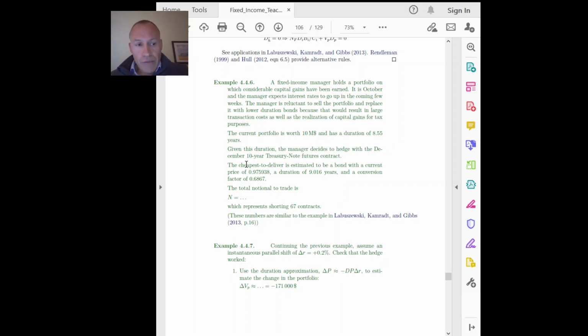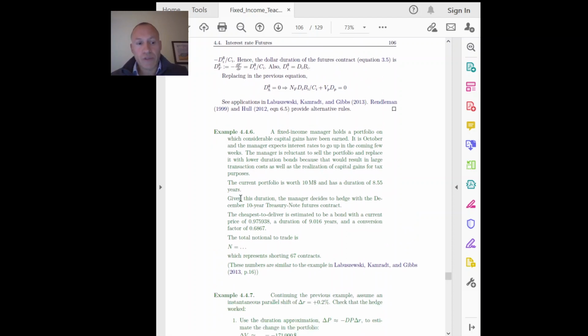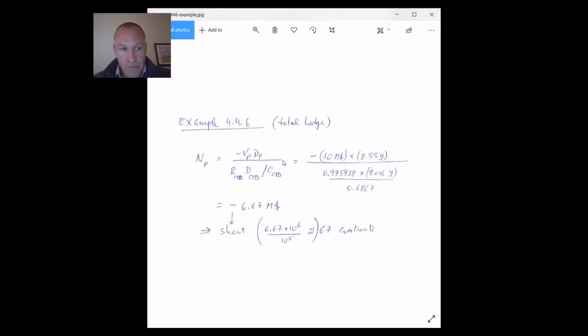So we estimate that the cheapest to deliver is a given bond that has a price like here, 97%. It has a current duration of 9 years, and the conversion factor is this number, all right? So the notional that we need to trade is just applying that formula that we see up there, but this is just plugging in the numbers. But anyway, let me show you. This will be the number.